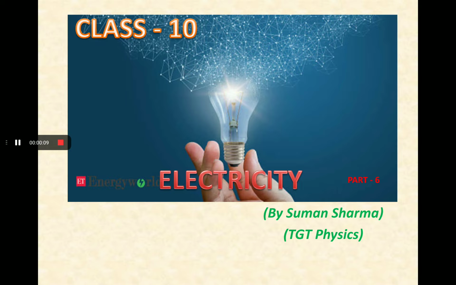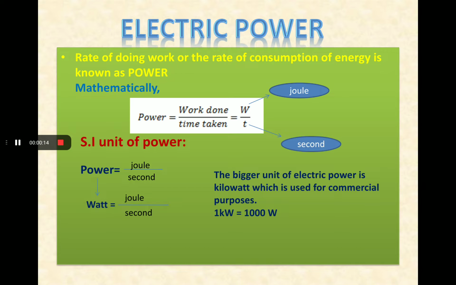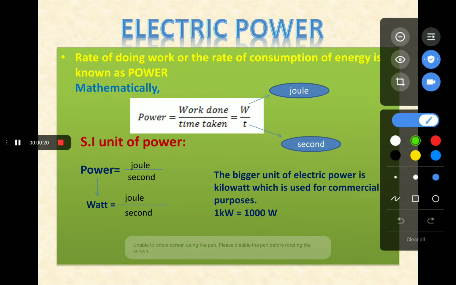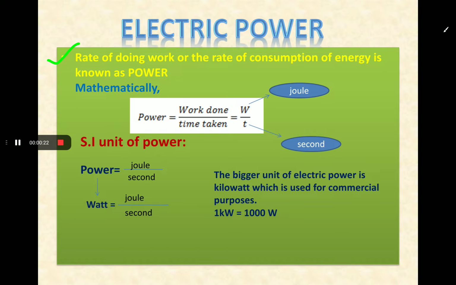In this video, we will study about the electric power. Here, as you can see in the slide, the definition of electric power is written here. So, the rate of doing work or the rate of consumption of energy is known as power. According to this definition, the formula of power is equal to work done by time taken, meaning the rate of doing work.